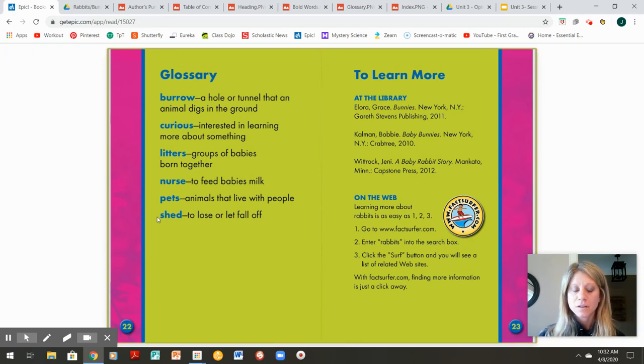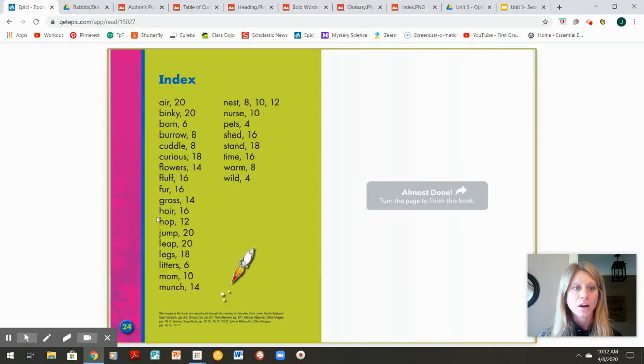We're going to turn to the next page where we are also going to see an index. An index, remember, is a list of words that you'll find in ABC order. And then next to it, after the comma, is the page number where you can find that word.